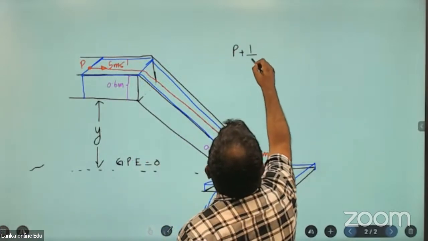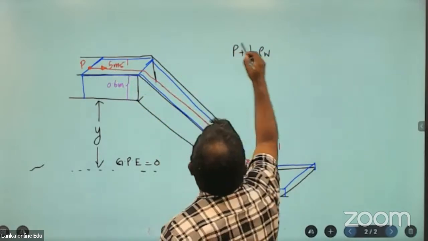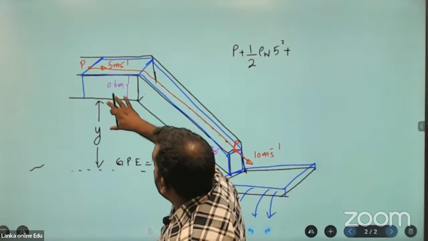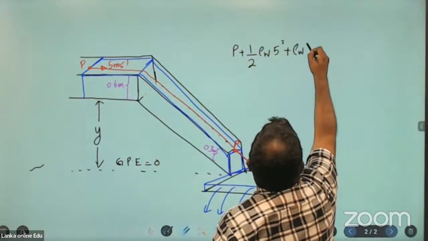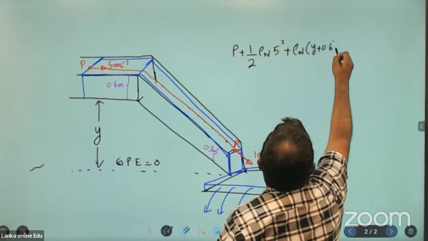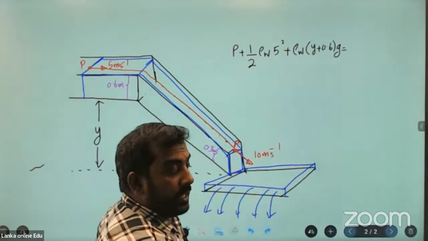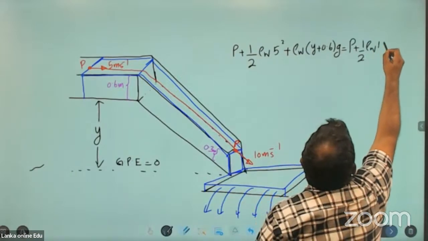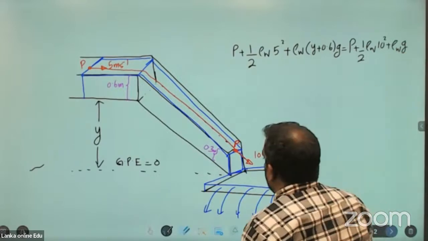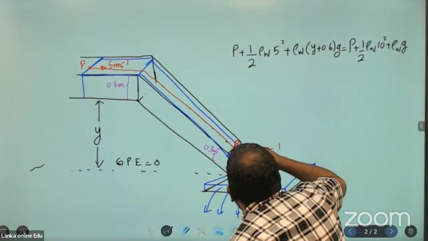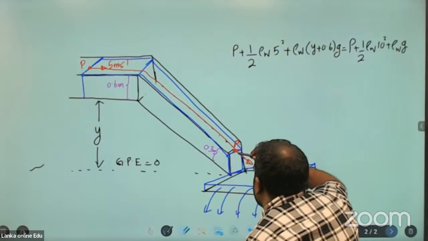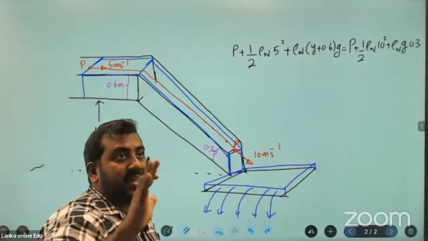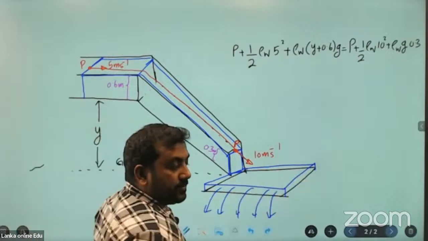Pressure plus half rho W, velocity there is 5 squared. What is your height from the datum? From here to here, what's the height? y plus 0.6, don't forget. Rho W, y plus 0.6, g. What about the pressure here, P? Velocity, half rho W 10 squared. Rho W g, what is the height from the ground level? From this ground level up to here, this height here is 0.3. Remember, all heights are measured from the datum line.